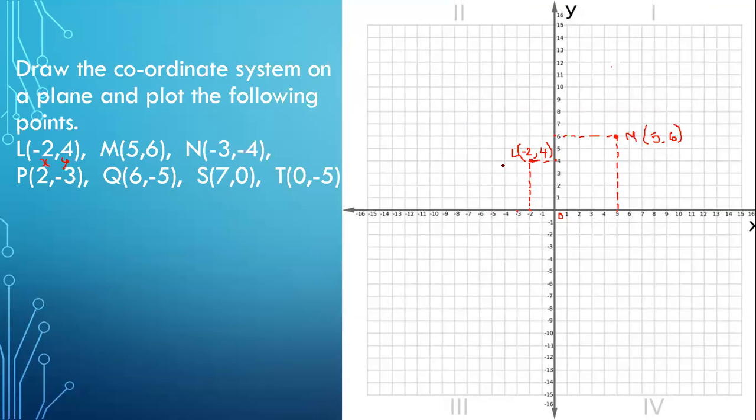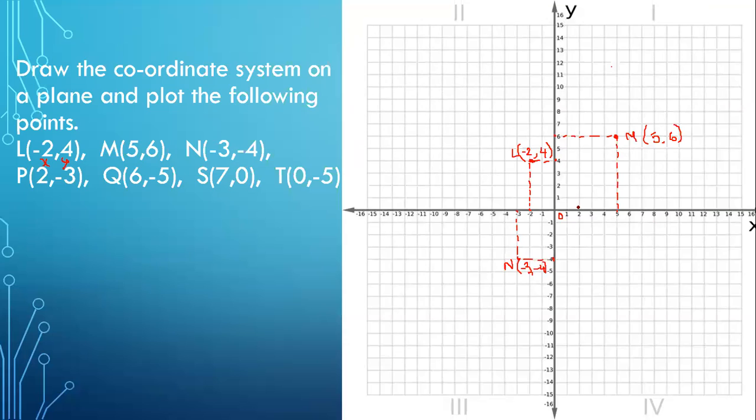And on the y-axis, we can see -4 here, below 0, right? So from -3, start drawing the parallel line to the y-axis. And then from -4, and here we will mark the point as N. And in the brackets, write again the coordinates as (-3, -4), close the bracket. The next point is P, (2, -3).